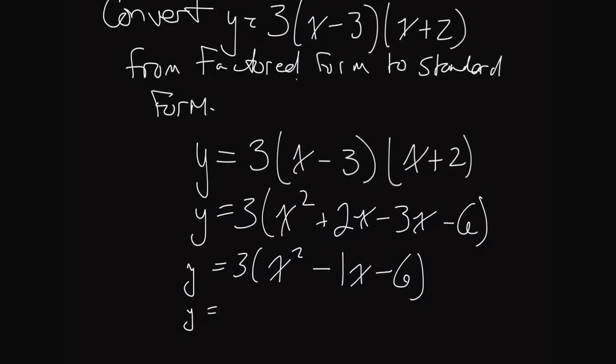So what's 3 times x squared? 3x squared. What's 3 times negative 1? Negative 3x. And what's 3 times negative 6? That's negative 18. And there you go. You've now taken something in factored form and expanded it into standard form.